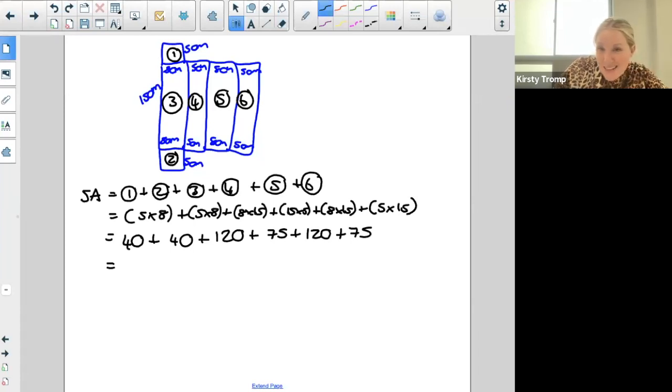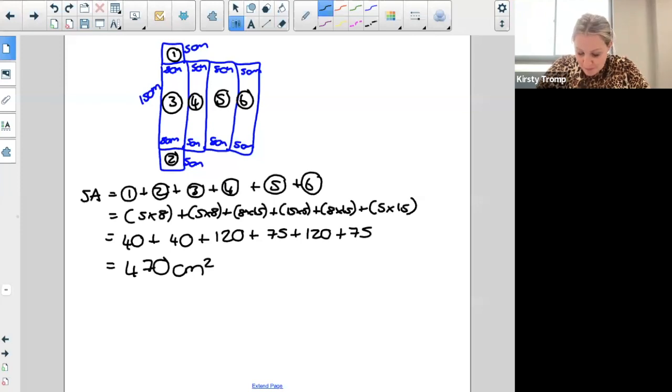What's left to do? Add them all up. So we go and we add them all up. And we get, few people are telling me, well, only 2 people so far. Who else has added them up? Well done, 3 people. Come on, more people add them up for me, please. Well done, that's much better. 470 centimeters squared. Well done, guys.